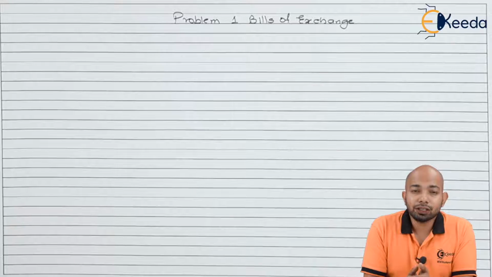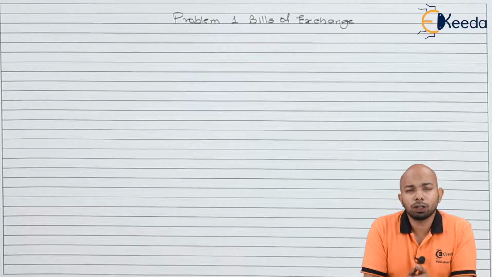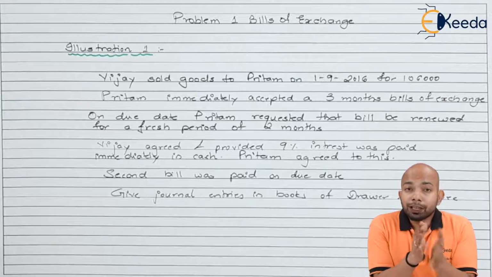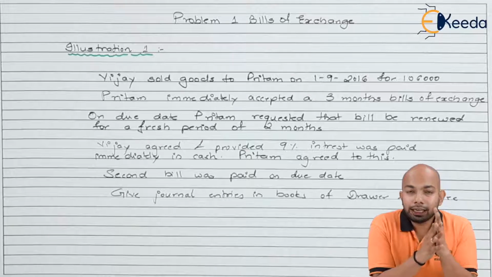We'll note down the illustration here and then we'll go ahead with passing the journal entries on it. So let's go ahead and note down the illustration. Make sure you also note down this illustration so that it is easy for your reference in the near future. Let's reiterate the question for you.